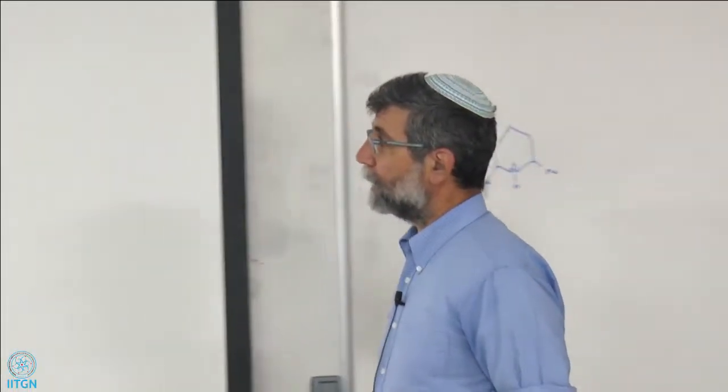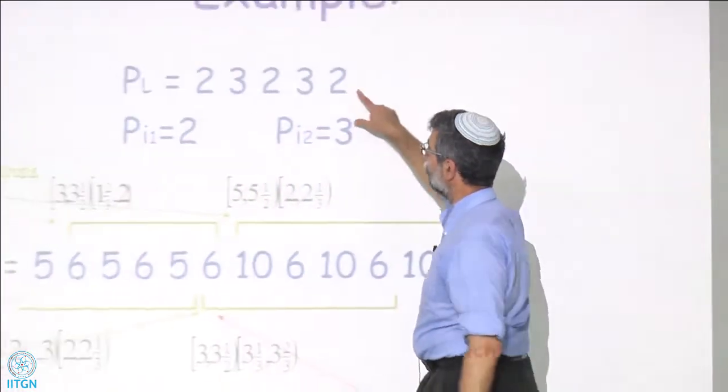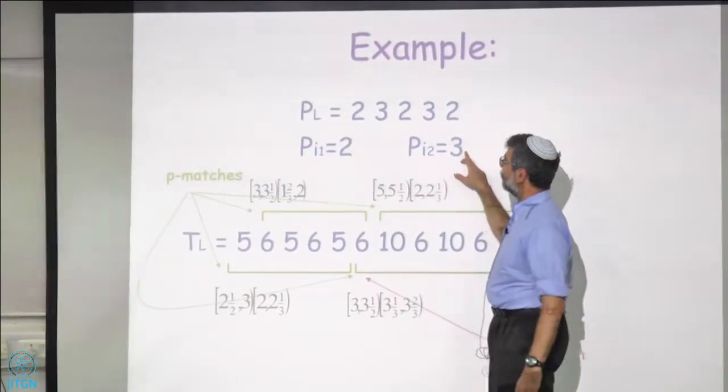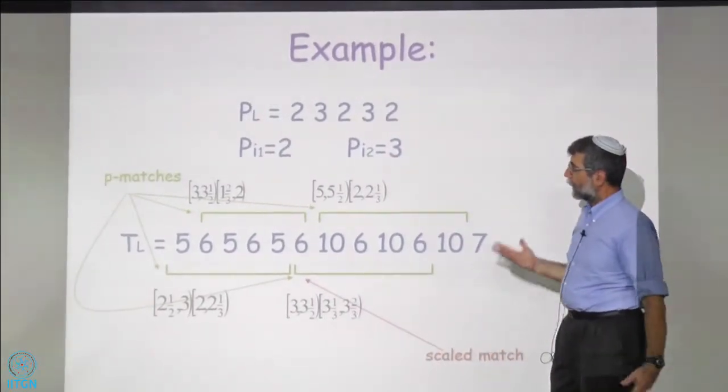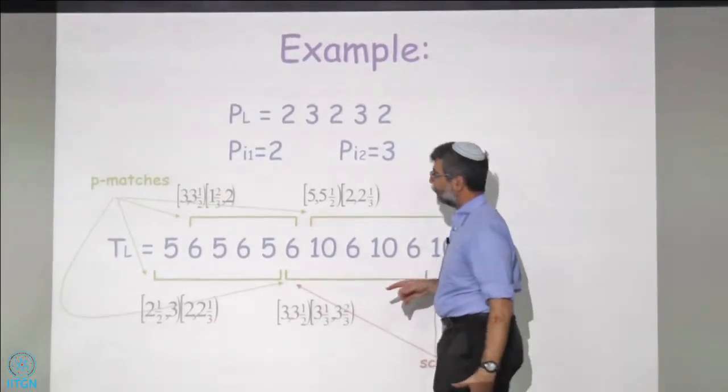So let's look again at how this thing looks. Here's the example. Suppose we have 2, 3, 2, 3, 2. We only have two different elements, 2 and 3. So what are the parameterized matches of 2, 3, 2, 3, 2?